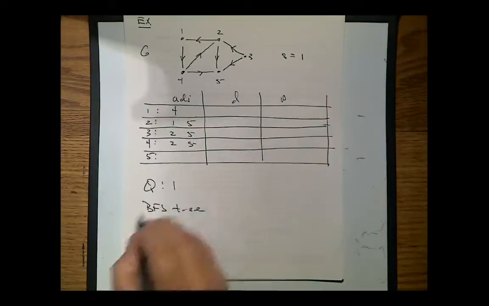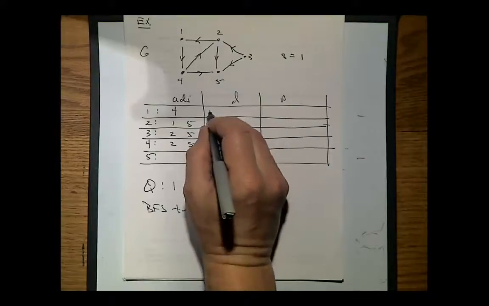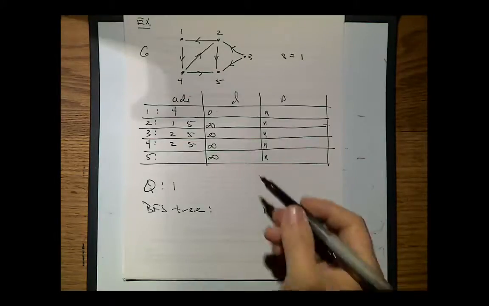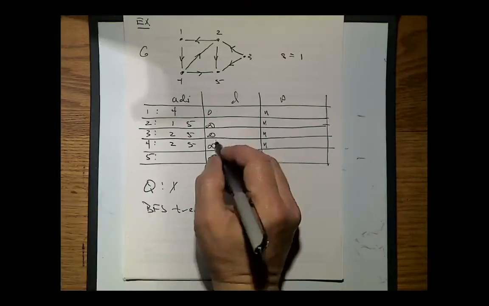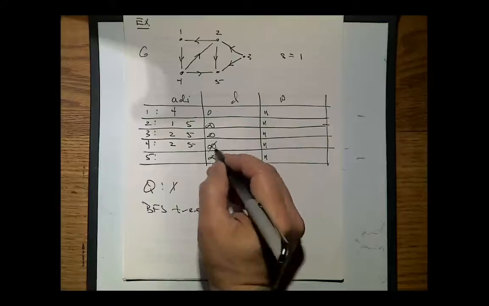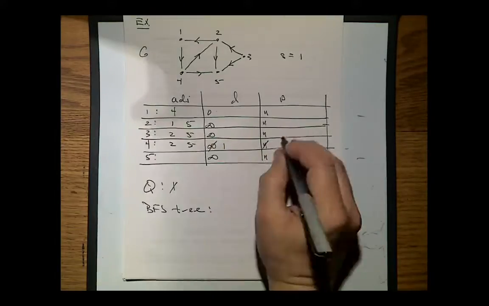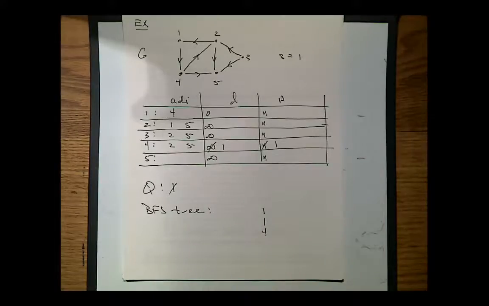The Q starts with the source, and the BFS tree has the source as its root. So distances are 0, infinite, infinite, infinite, infinite, and parents are nil, nil, nil, nil, nil. I'm just skipping the colors right now for brevity. So we dequeue the 1 and process 1's adjacency list. Has 4 been discovered? No, it hasn't. So its distance is 1 from 0, and its parent is where I discovered it from, 1. So the parent of 4 is 1, and there's going to be only one child of 1. So that's my BFS tree.